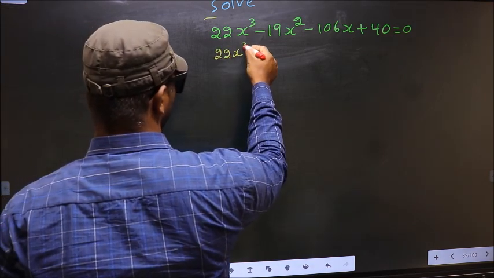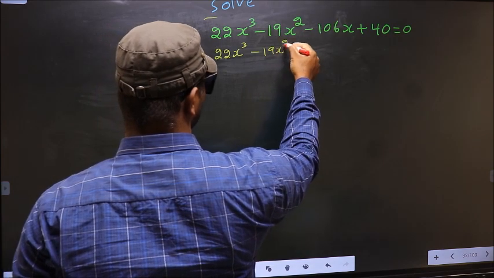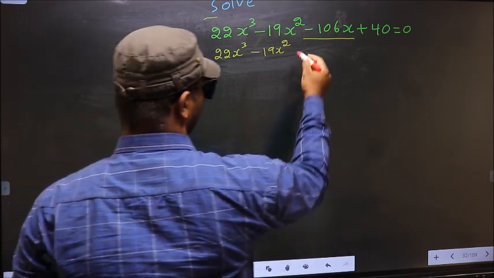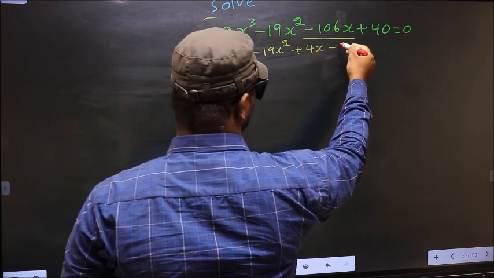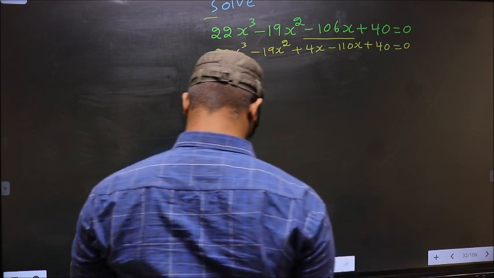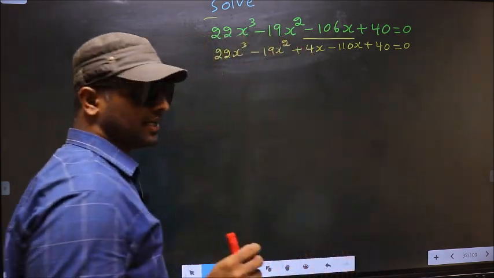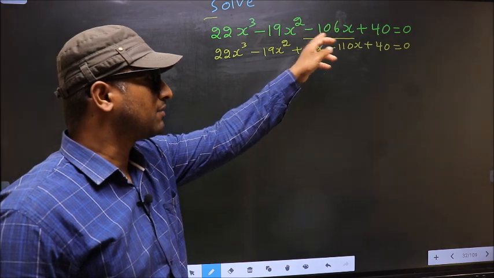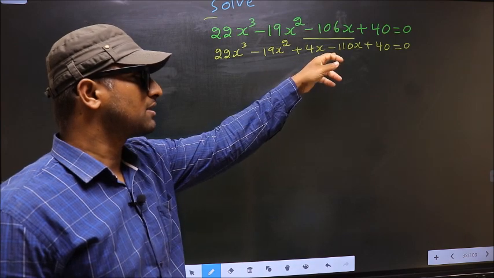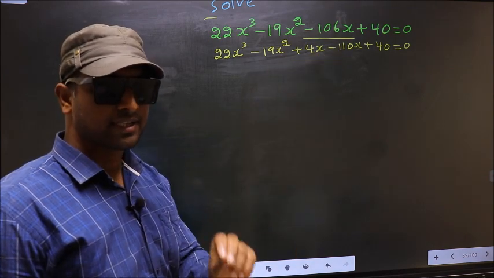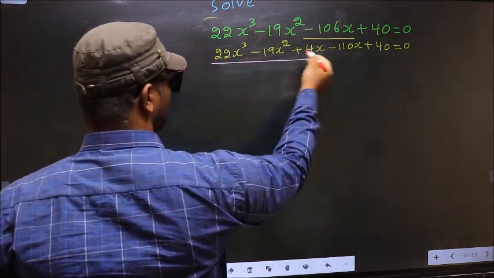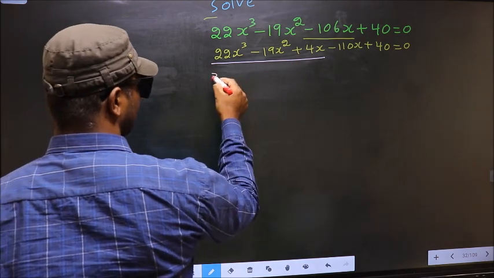22x cube minus 19x square. In place of minus 106x, now I write plus 4x minus 110x plus 40 equal to 0. Did you understand? In place of minus 106x, now I have written plus 4x minus 110x. That's it. Next. Now from these three terms, what can be taken out common is x.